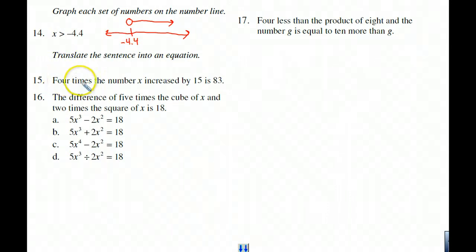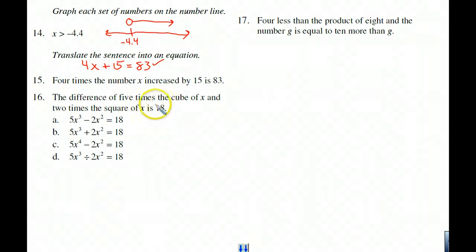Let's see here. Number 15. 4 times the number x increased by 15 is 83. Okay, so just as a translate. So 4 times the number x. Okay, so it's 4x. Increased by, which is the same as add, is means equals 83. It doesn't say to solve in here, so I'm going to say that's my answer, and that's it.